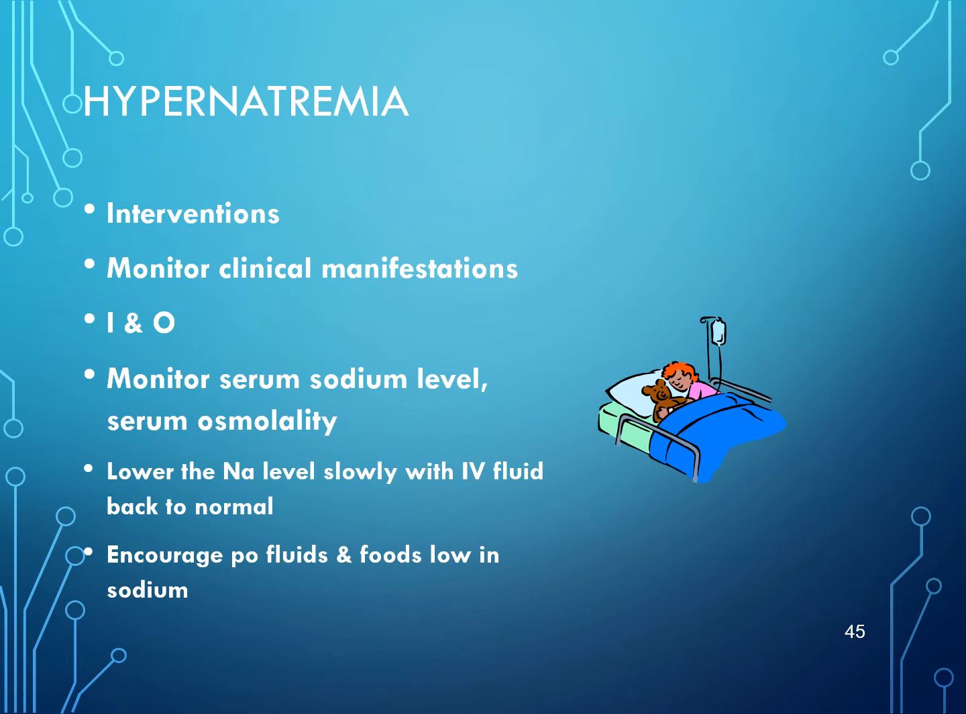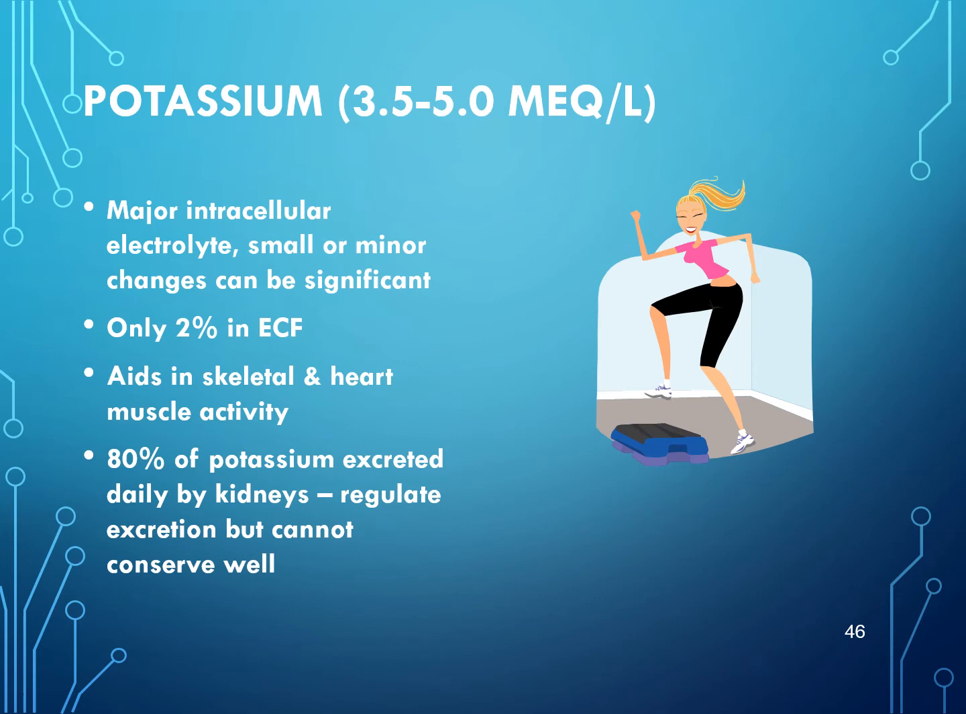Let's take a look at potassium. So we're thinking 3.5 to 5 milliequivalents per liter. It's a major intracellular electrolyte, and even small changes can be very significant. Only about 2% is in the extracellular fluid. It aids in skeletal and heart muscle activity, so changes in potassium can cause heart muscle irritability and changes in rhythm. 80% of potassium is excreted daily by the kidneys.